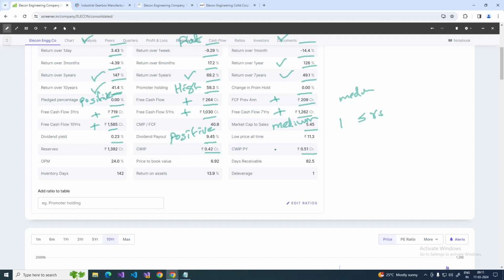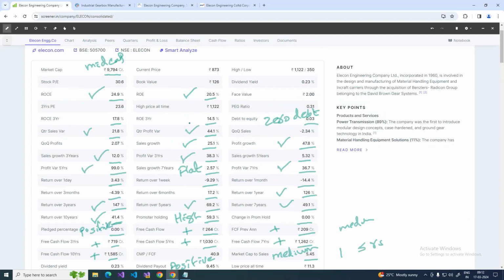That means they are not doing capital expenditure in the recent years. Here price to book value is 6.92. This is a little bit high. Now see PE. The 3 years PE is 23.6 and the current PE is 30.6. So if we compare the current PE with the 3 years PE, it is a little bit overvalued. But based on the last 4 quarter results, this PE is reasonable.